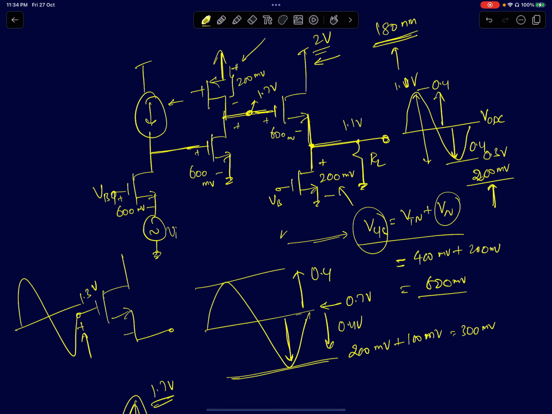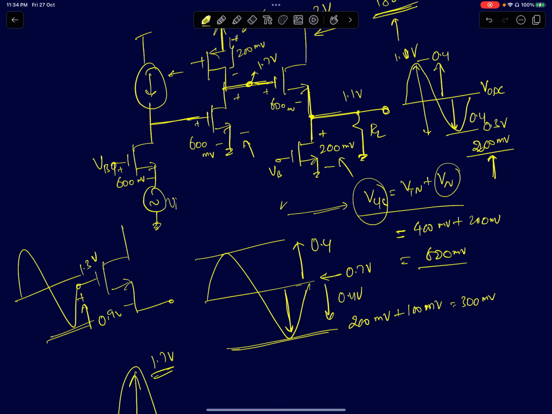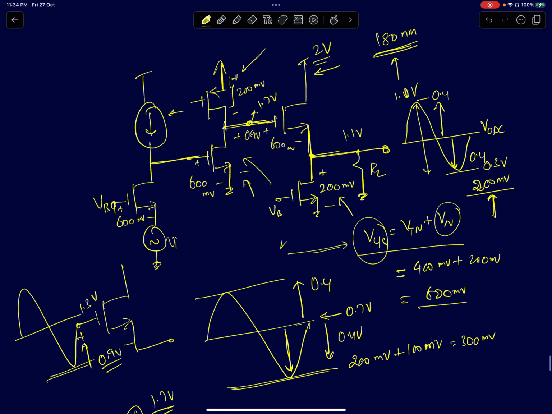And the lower device, which is the NMOS device, you have to worry about it on the lower end. That's when it can run out of saturation. On the lower end, it goes to 0.9 volts. Again, that's much greater than 0.2 volts. So therefore, that is also comfortably in saturation region. Okay, so that's the voltage swing at this node. So we have seen all the transistors are now remaining in saturation.